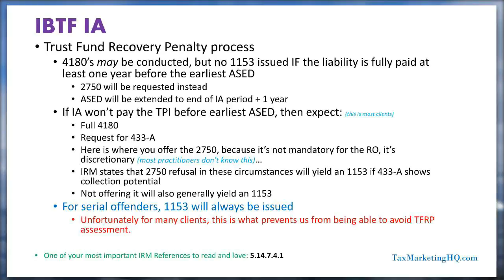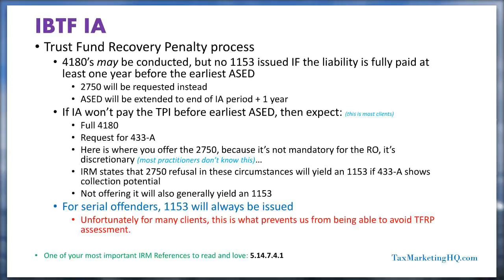So they'll start the process, and they'll tuck it away in their file, and they'll make notations in the computer about who may be held personally liable, but they won't actually assess the trust fund recovery penalty if the liability is going to be fully paid by the installment agreement at least 1 year before the earliest ACED. All right, let me repeat that. If the business installment agreement is going to properly cover the entire tax liability at least 1 year prior to the earliest ACED, then the trust fund process will be halted.